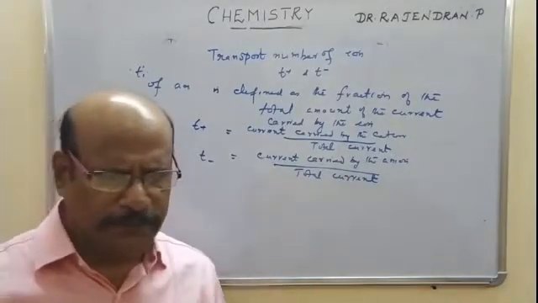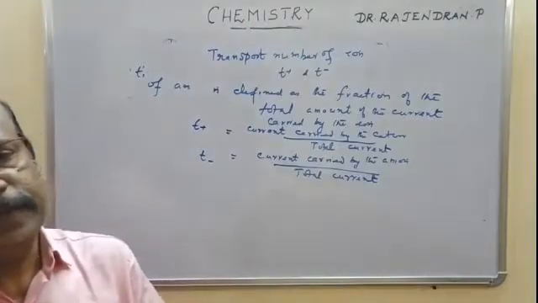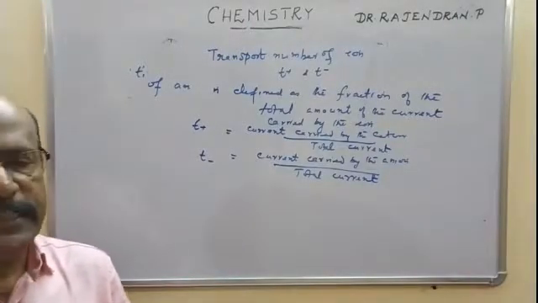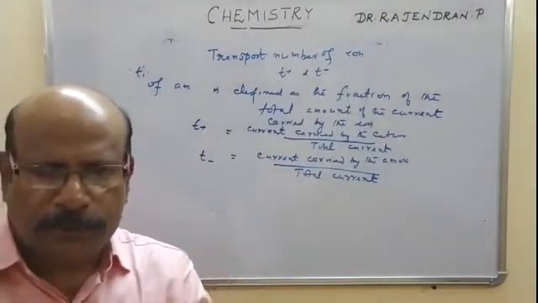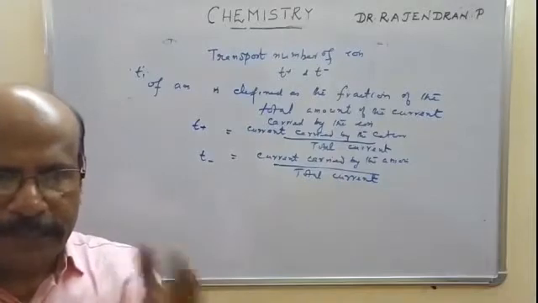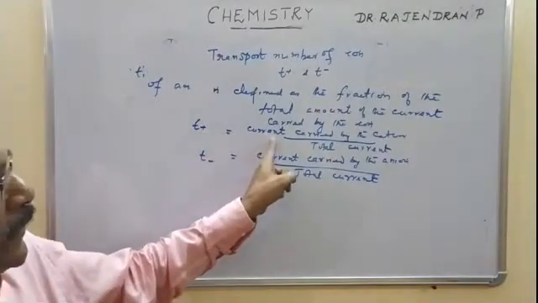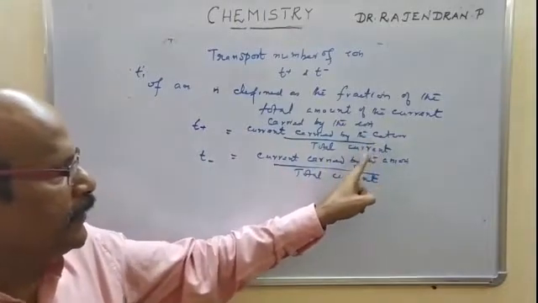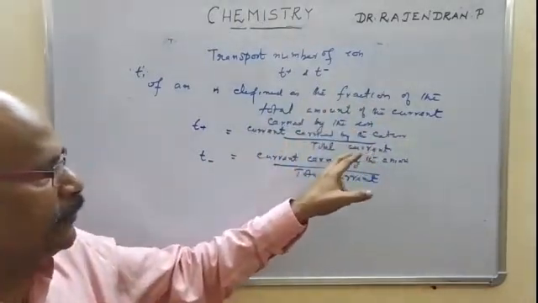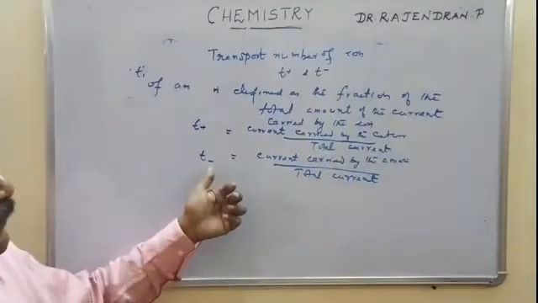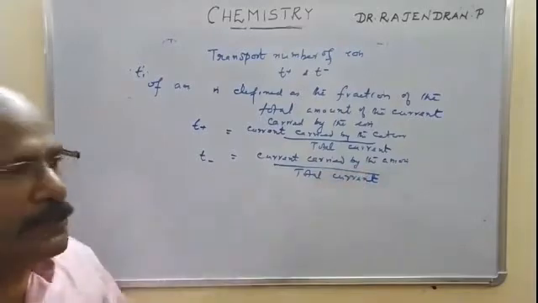That is different for different electrolytes. Therefore, since the ionic mobility of an ion changes with its nature, the transport number of the ion also changes accordingly. And you remember, transport number is the fraction of the current carried by the particular ion. This T plus is the current carried by the cation divided by the total current, and the transport number of the anion, T minus, is the current carried by the anion divided by the total current.